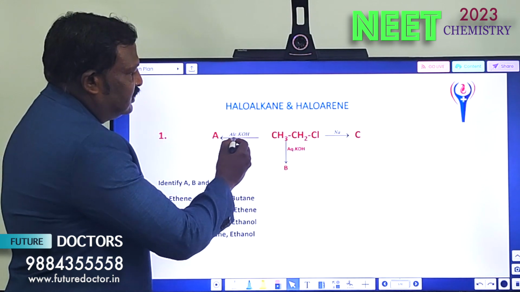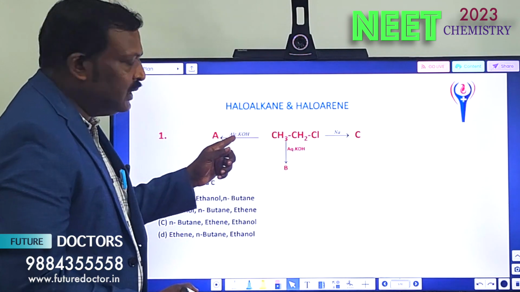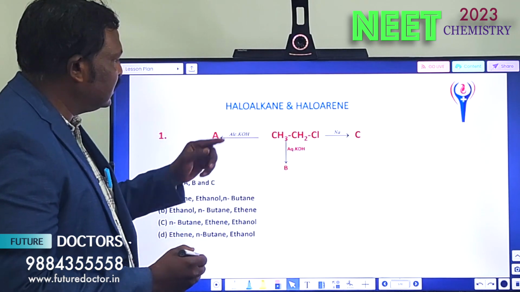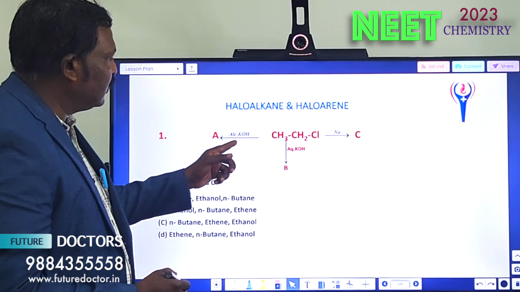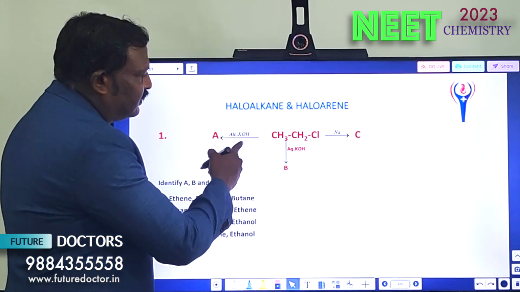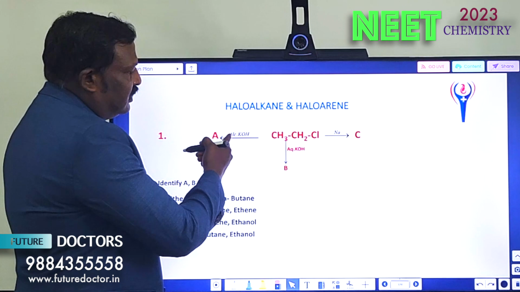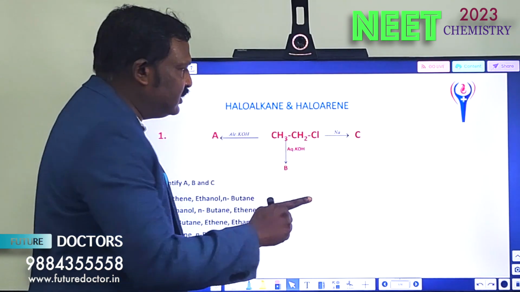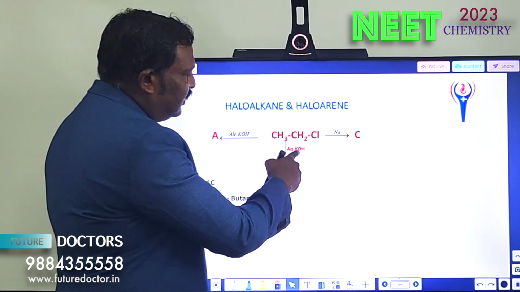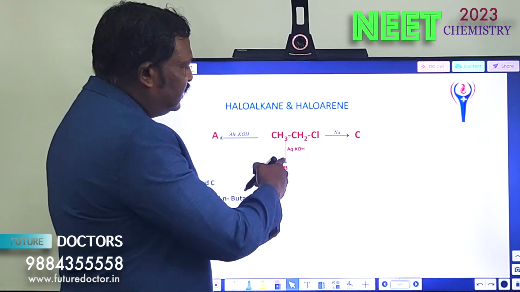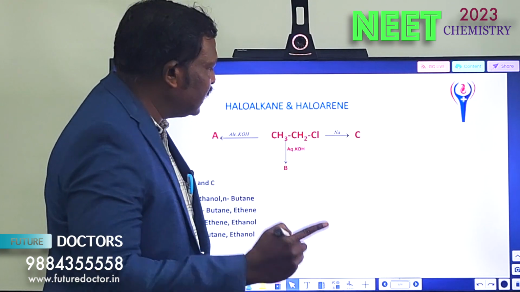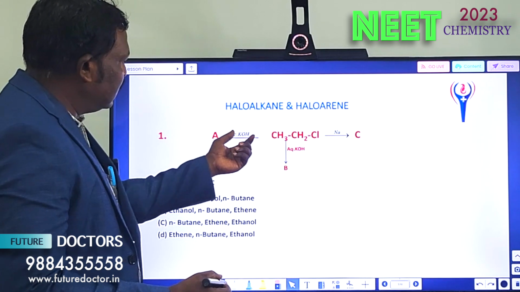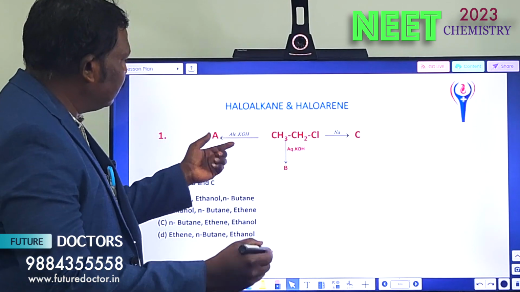alcoholic KOH means you must know this is a beta elimination reaction, or dehydrohalogenation reaction. You must know, then only you will be able to answer this. Each and every reagent has some function. This is dehydrohalogenation. This is Wurtz reaction. If you see sodium, you must know it's a Wurtz reaction. If you see aqueous KOH, it is called nucleophilic substitution reaction. Understood? Now we can solve it and find out A, B, C.